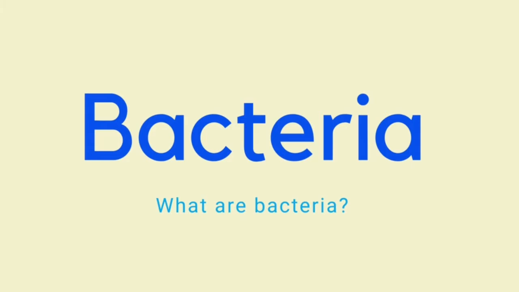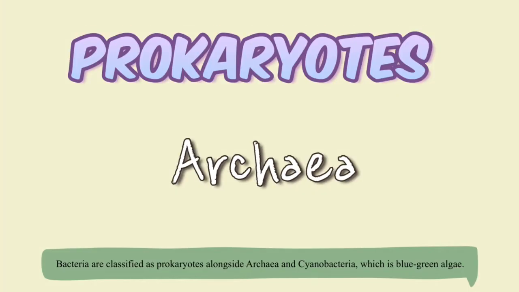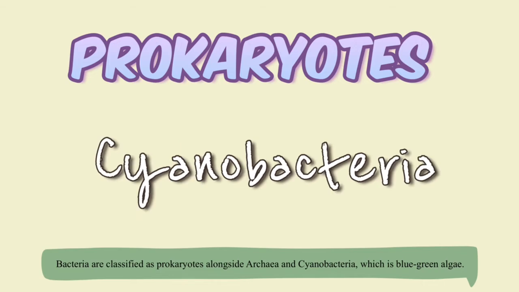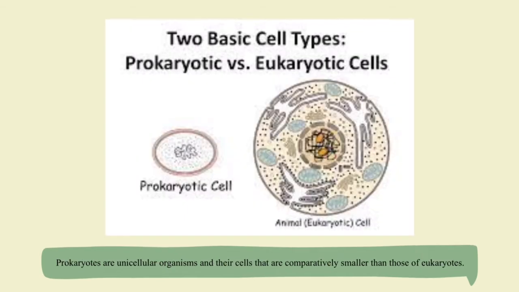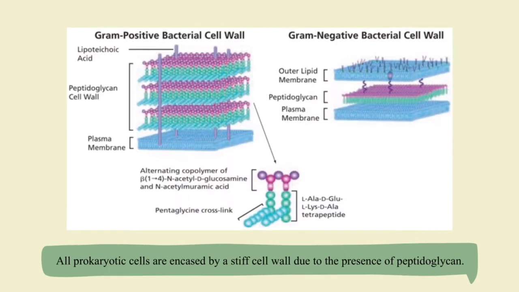What are bacteria? Bacteria are classified as prokaryotes alongside archaea and cyanobacteria, which is blue-green algae. Prokaryotes are unicellular organisms, and their cells are comparatively smaller than those of eukaryotes. They possess no nucleus and lack membrane-bound organelles. All prokaryotic cells are encased by a stiff cell wall due to the presence of peptidoglycan.